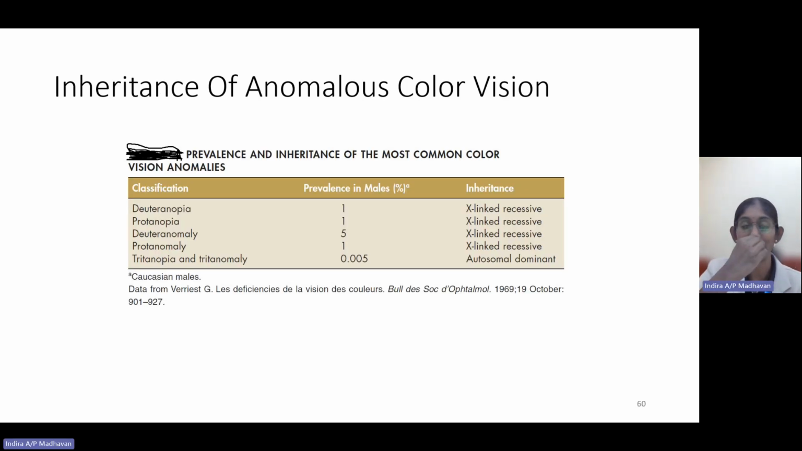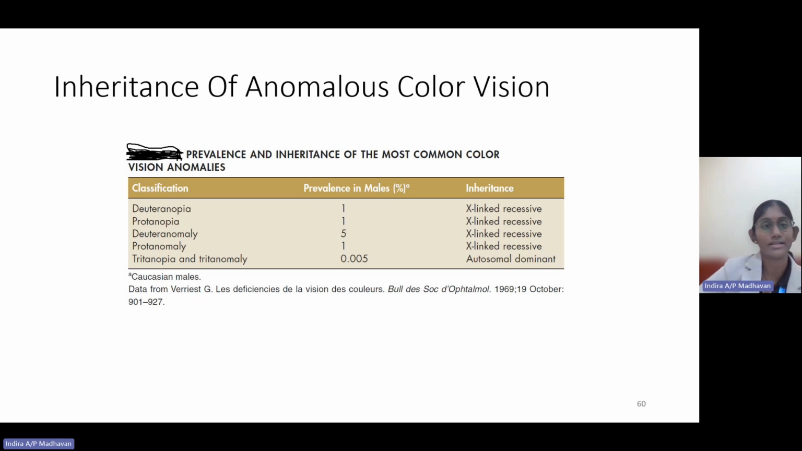Now we're going to look at the inheritance of anomalous color vision, the prevalence and inheritance of most color vision anomalies. The prevalence is higher in males compared to females, as I mentioned in the previous recording. The most prevalent color vision problem is deuteranomaly, the yellow defect, where they have all three cones, but the yellow one is not optimally working. So that is the most prevalent one.